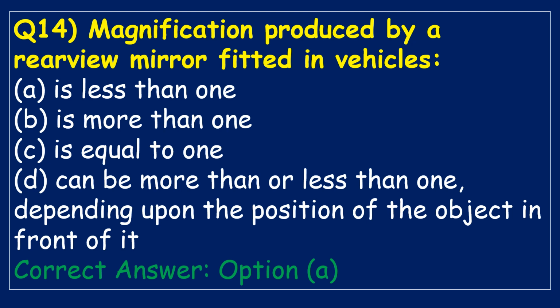If magnification is exactly 1, that is generally in case of a plane mirror, and sometimes when object is at center of the curvature, magnification will be 1.